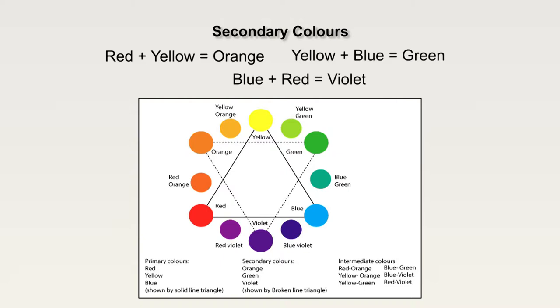One can understand this better by looking at the color wheel. We can see three primary colors at an equilateral triangle, that is red, yellow, and blue. Mixing of red and yellow gives orange. Mixing of yellow and blue gives green. And mixing of blue and red gives violet. Thus, orange, green, and violet are secondary colors.